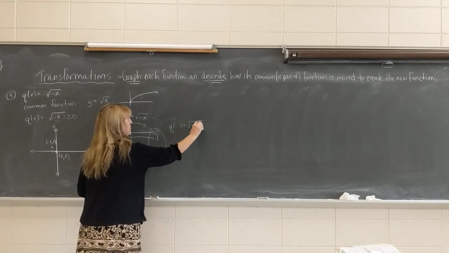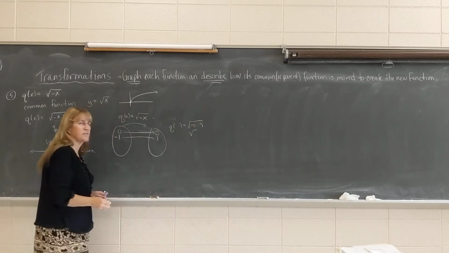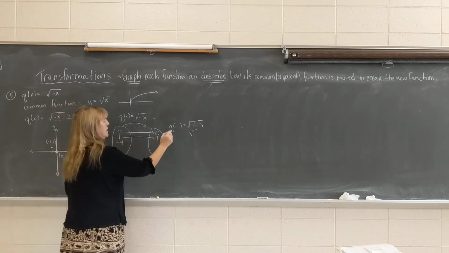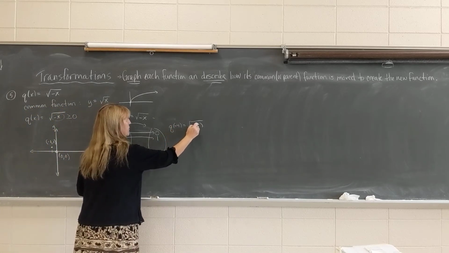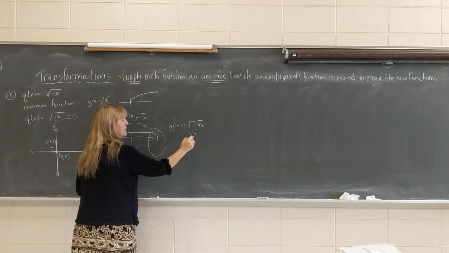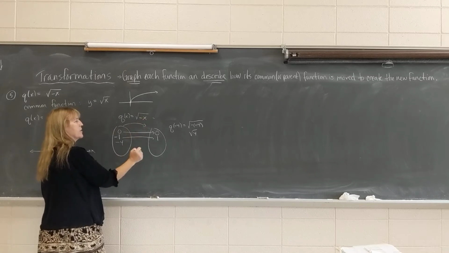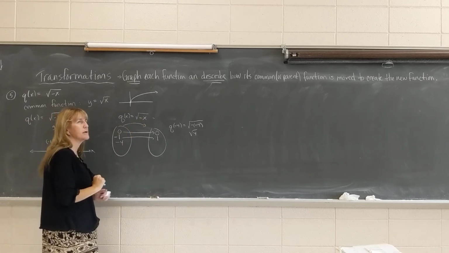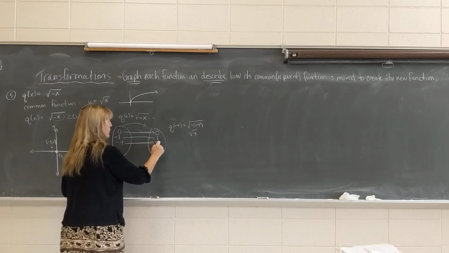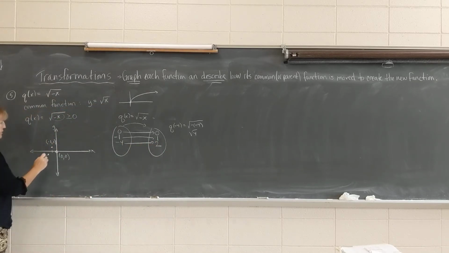What would be a nice point to pick that I could put inside my set of parentheses right there as my input? And what I'm hoping you're telling me is negative 4. If I put q of negative 4, when I negate my negative 4, that gives me 4. You can say negate negative 4, or you can say the opposite of negative 4. Either way, you're going to come up with 4. The square root of 4 is 2. So negative 4 comma 2. Here's 1, 2, 3, 4, 1, 2.